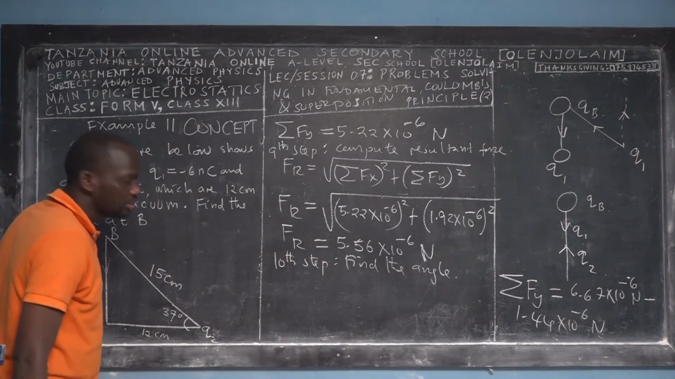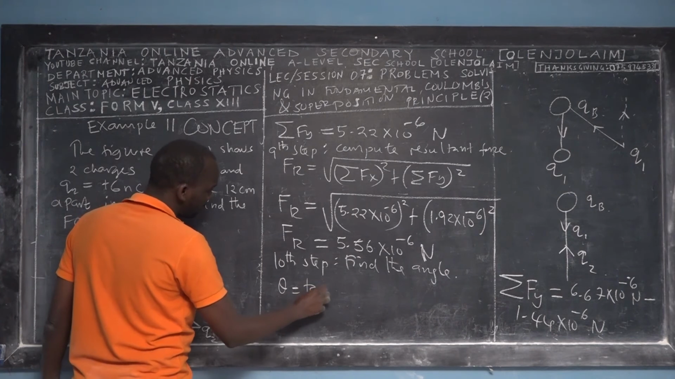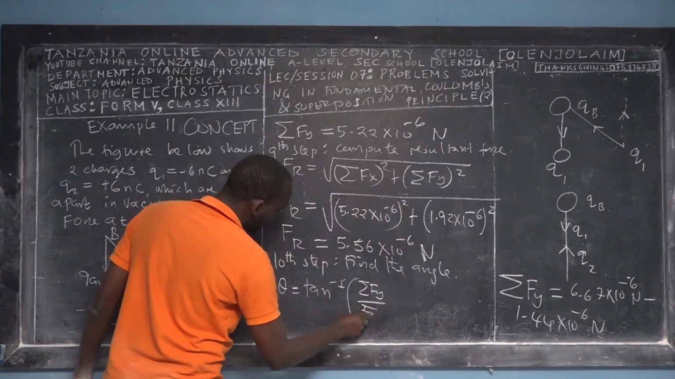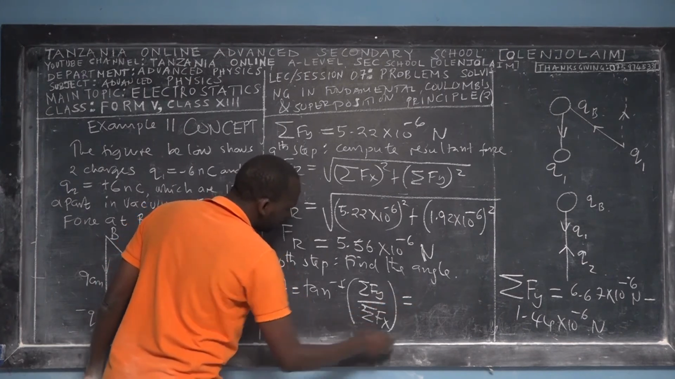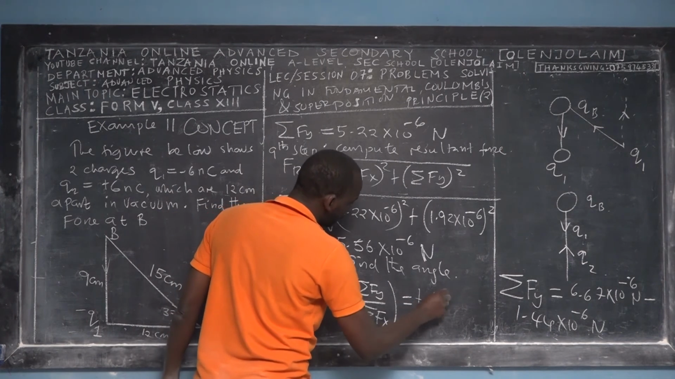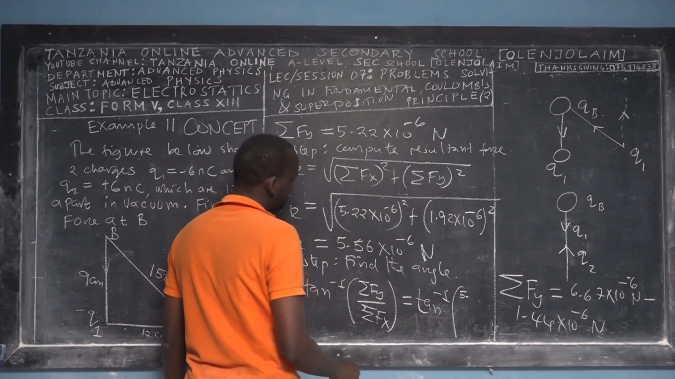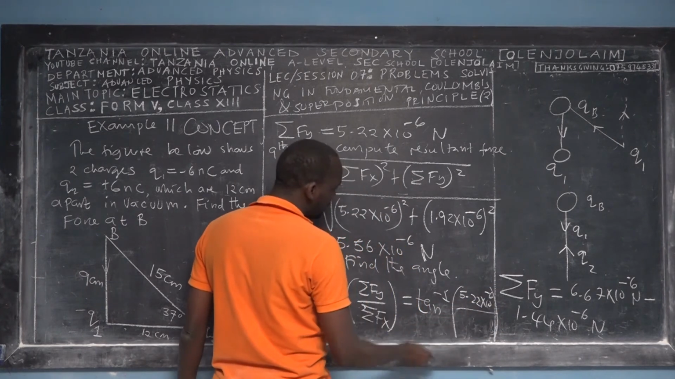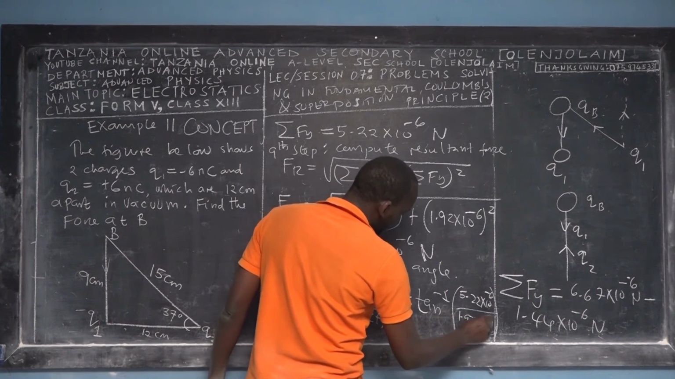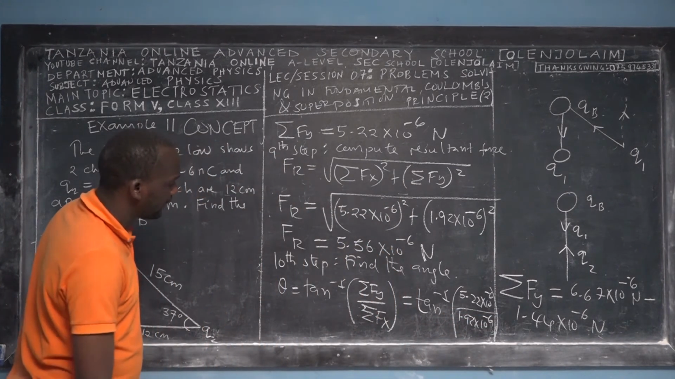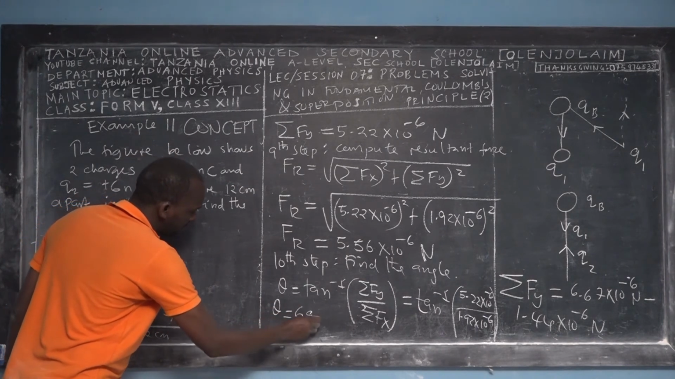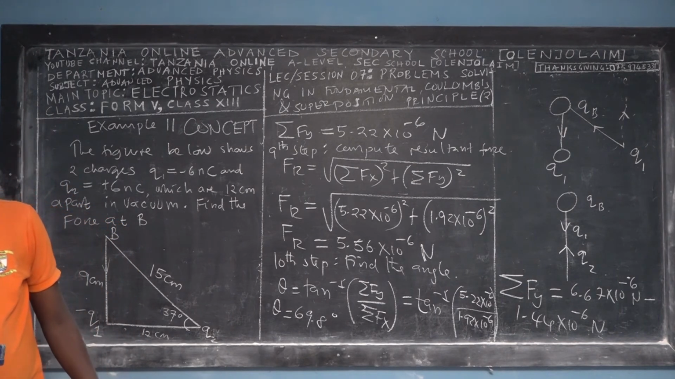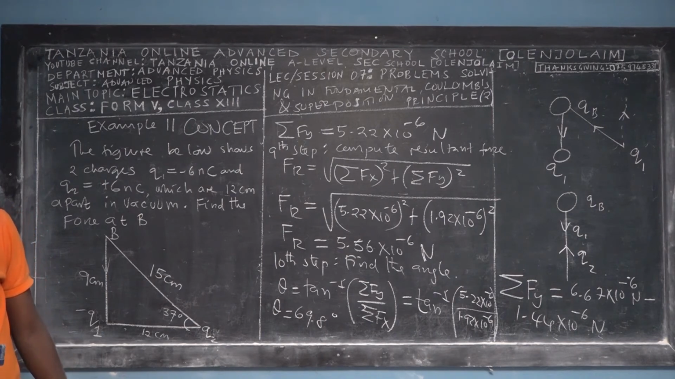Right? Find the angle. So the angle, we say that theta is equal to tan inverse of the summation of the vertical component over the summation of the horizontal component. So this is equal to tan inverse of 5.22 × 10^-6 divided by 1.92 × 10^-6. So then, what is the angle? 69.8 degrees, 69.84 degrees.